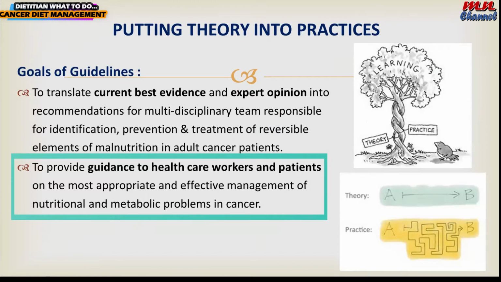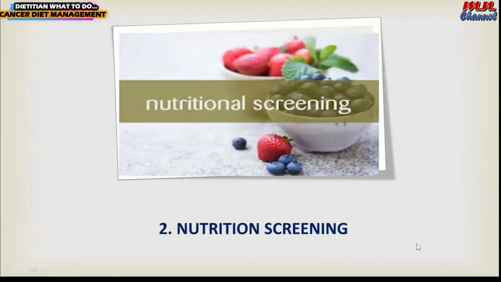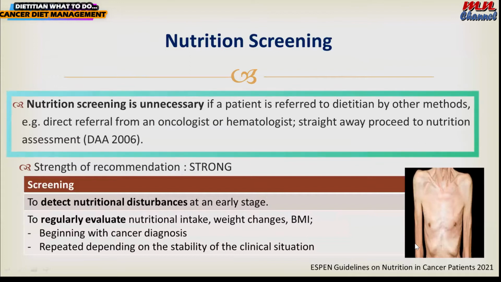Let's say if we study or read regarding clinical guidelines on cancer, for theory it's just straightforward, but when we come into clinical practice with the cancer patient, it's very challenging. So screening is very important, but it is unnecessary if the patient is already referred to a dietitian by other methods, maybe a direct referral from the oncologist or hematologist, because they have already done the screening.